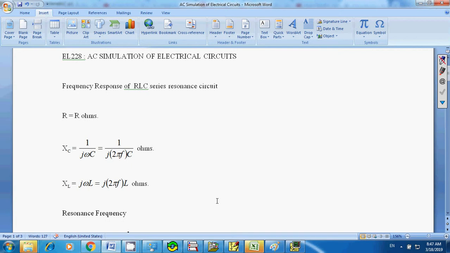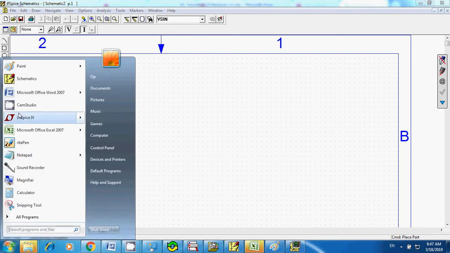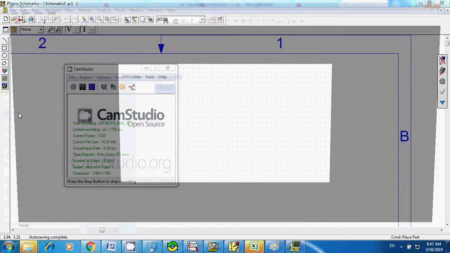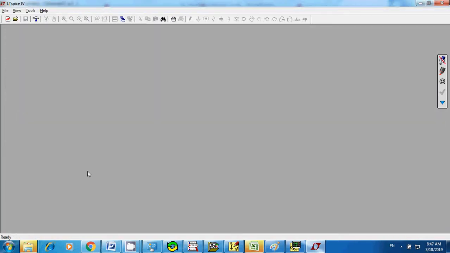The first one, I'm going to use PSPICE to draw the circuit and show you the output plot, and also I'm going to use LTSPICE IV also to show you the plot.